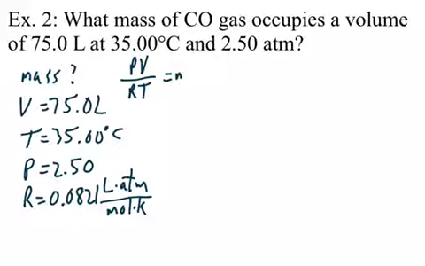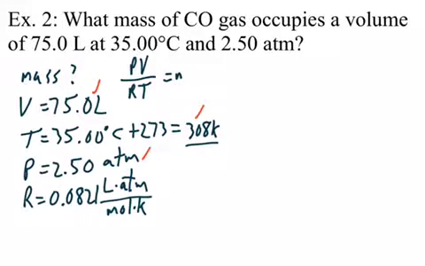Now, before we do that, we got to check all our units. And I forgot to put ATMs over here. The only one I see that needs changing is the temperature. So we're going to add 273. That'll become 308 Kelvin. Now we're good there. Everything else looks good. We got liters over here, ATMs. We got this here in Kelvin.